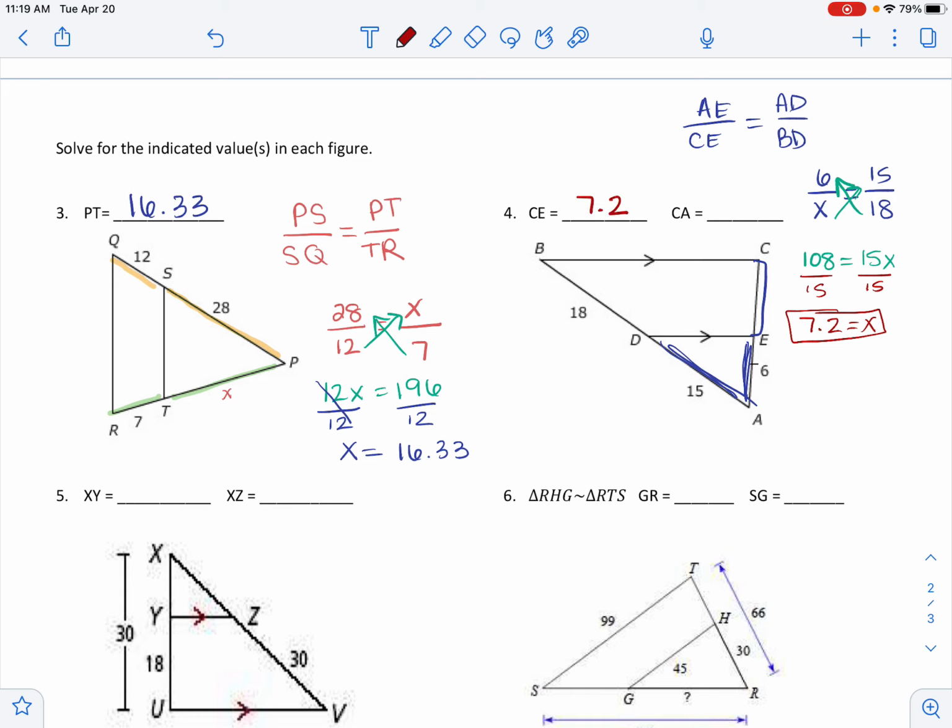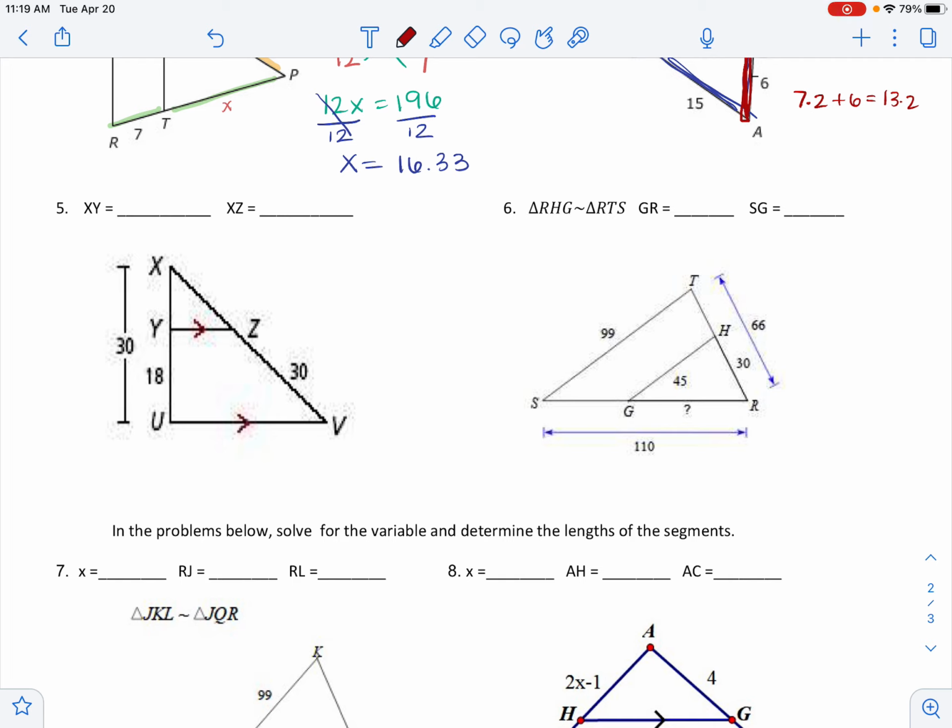But now this follow-up question asks for CA. CA is the total distance of this side. Well, to find the total, if I know each piece, this one's 7.2 and this one is 6, I'm just going to add them. 7.2 plus 6 is 13.2, and so that's what CA is.